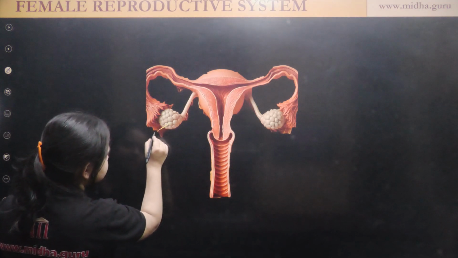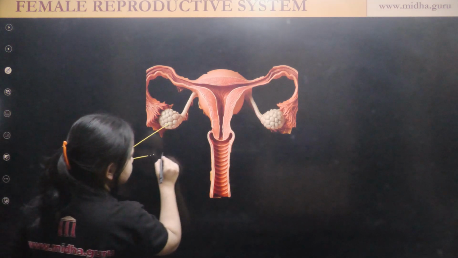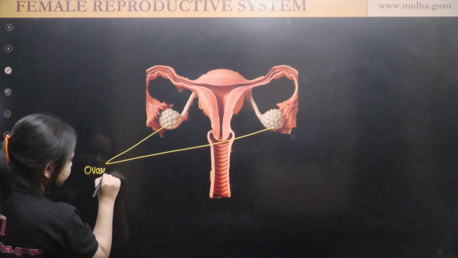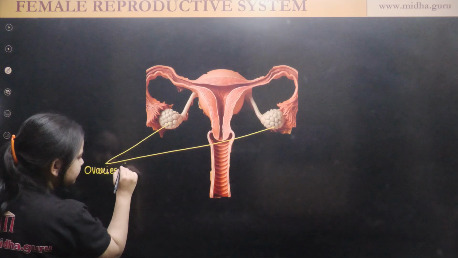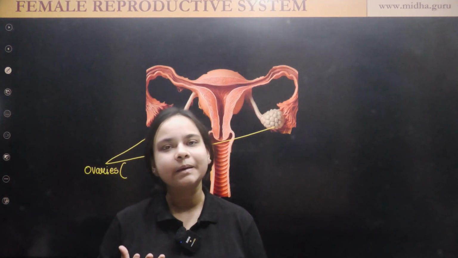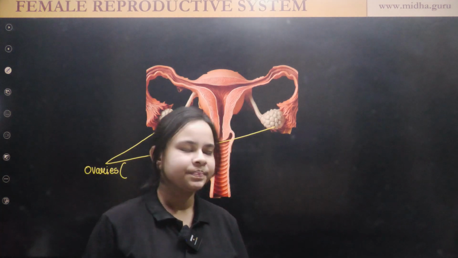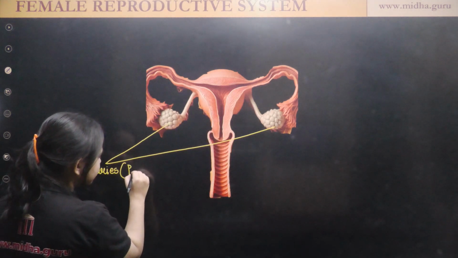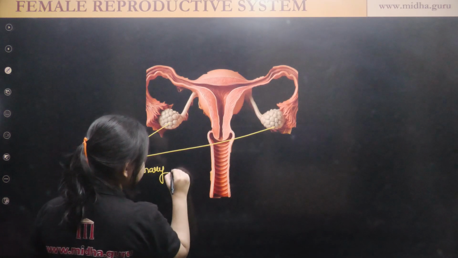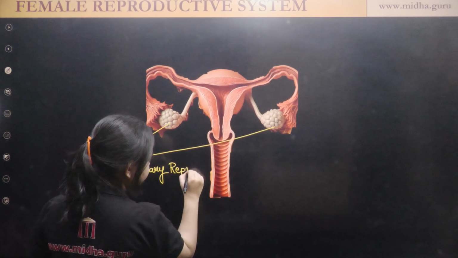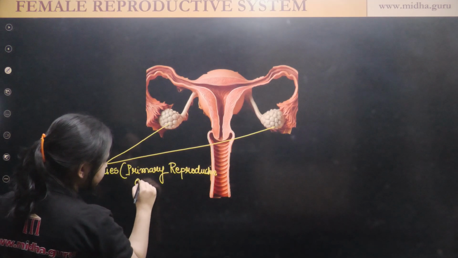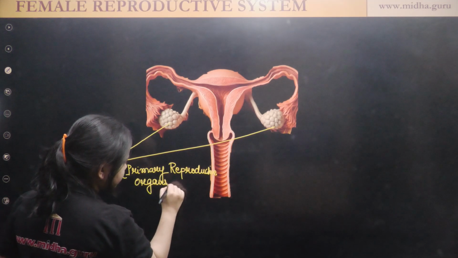This oval-like structure is called the ovaries. These are the primary sex organs. What do we understand by the term primary? Primary means the main or the principal. So these are the primary reproductive organs in females.